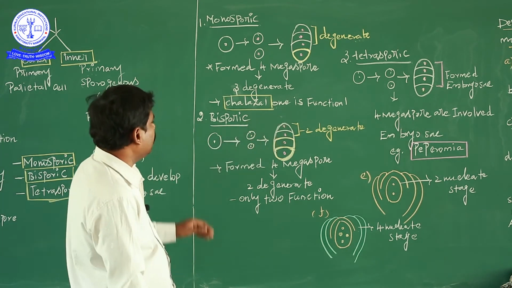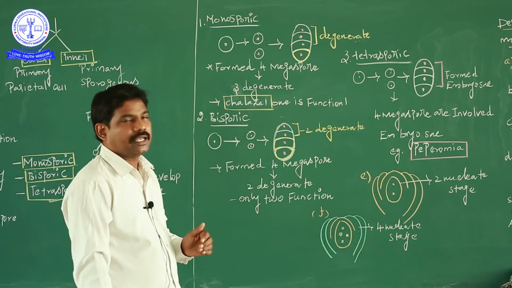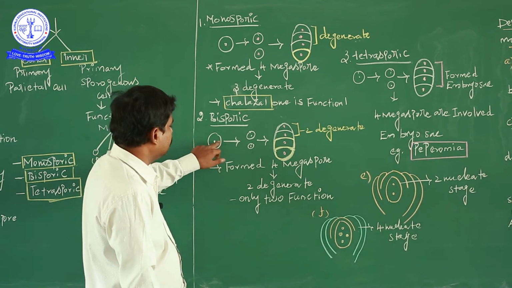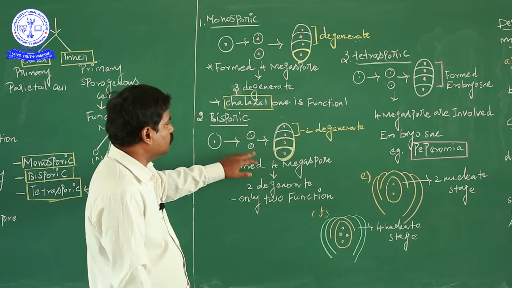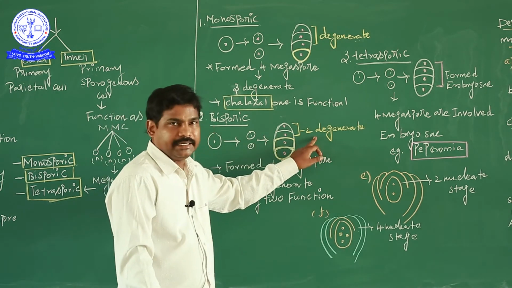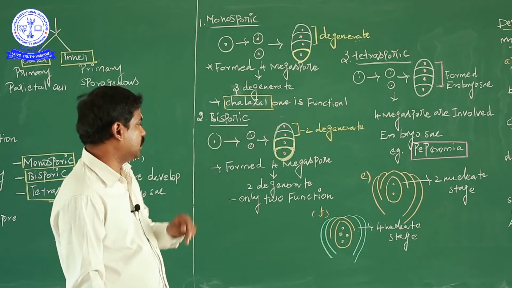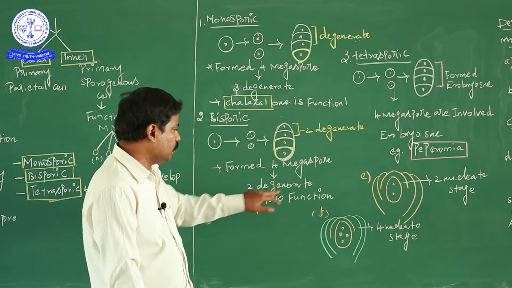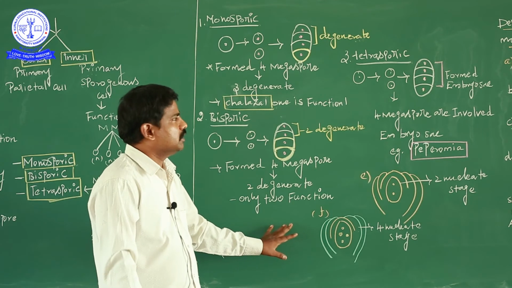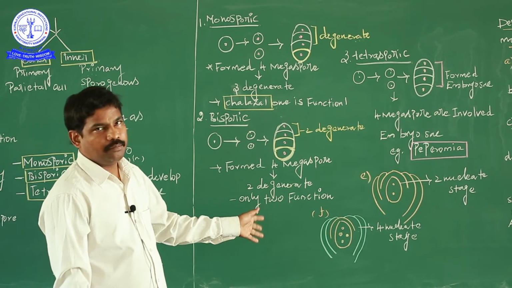And then the bisporic embryo sac. Bi means two. Again cells are formed, and four cells are formed. Two cells degenerate and only two function. Four megaspores are formed, two cells are degenerated, and only two cells are functional. That is called the bisporic embryo sac.